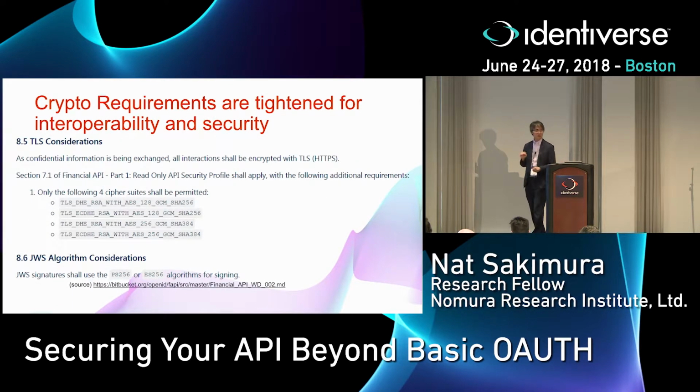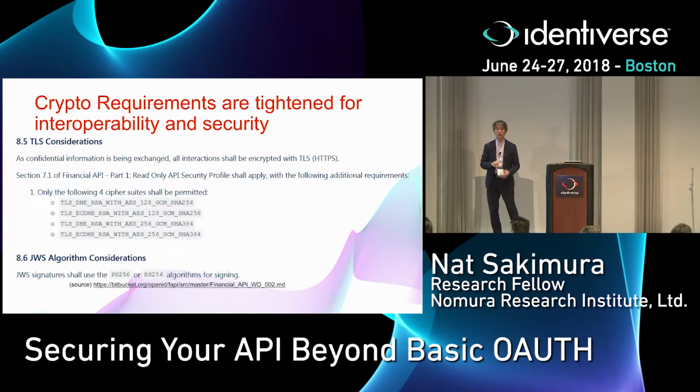Next, please. Also, crypto requirements are tightened for interoperability and security. So if you look at section 8.5, TLS considerations, we are just defining 4 cipher suites. We don't allow anything else. That's going to tighten up the TLS a lot. And it also helps with the interoperability.